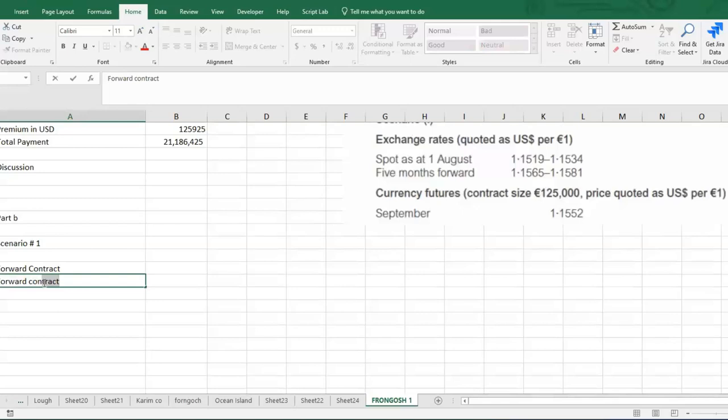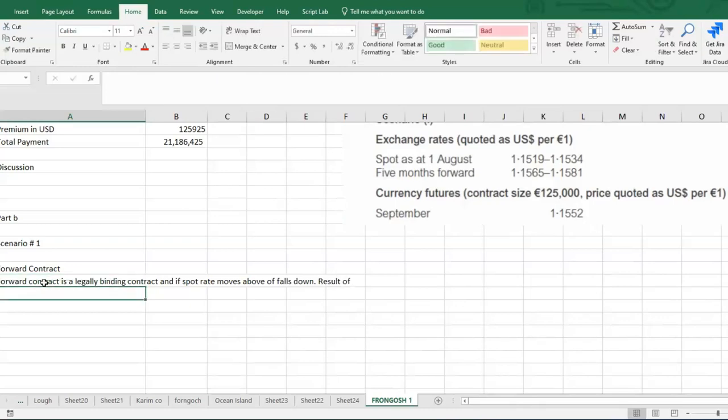Forward contract is a legally binding contract, and if spot rate moves above or falls down, the result of forward contract will not change. Remember this, it will not change.